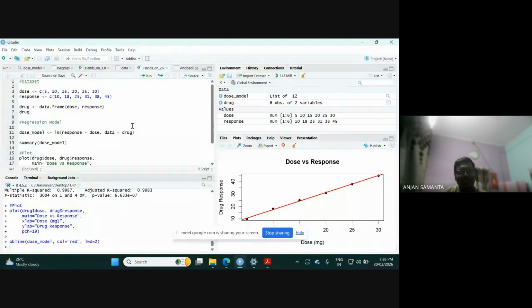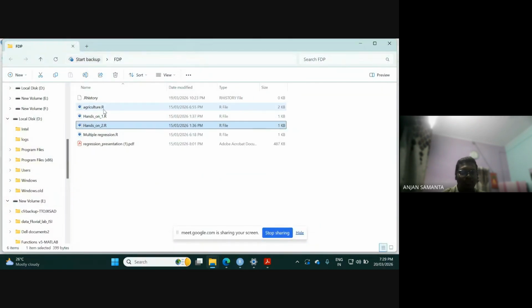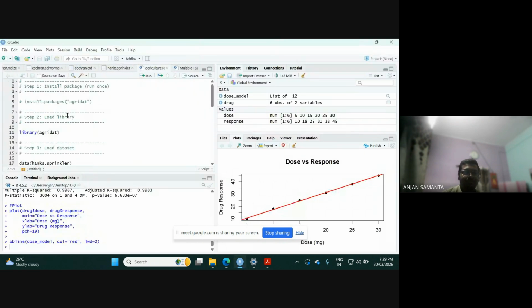But fortunately, R programming gives you a lot of datasets to analyze. There is a built-in library where a lot of datasets are given. So I will just discuss from that one. First of all, I will discuss the agriculture application. There is a dataset that is called agridat, the agriculture dataset.